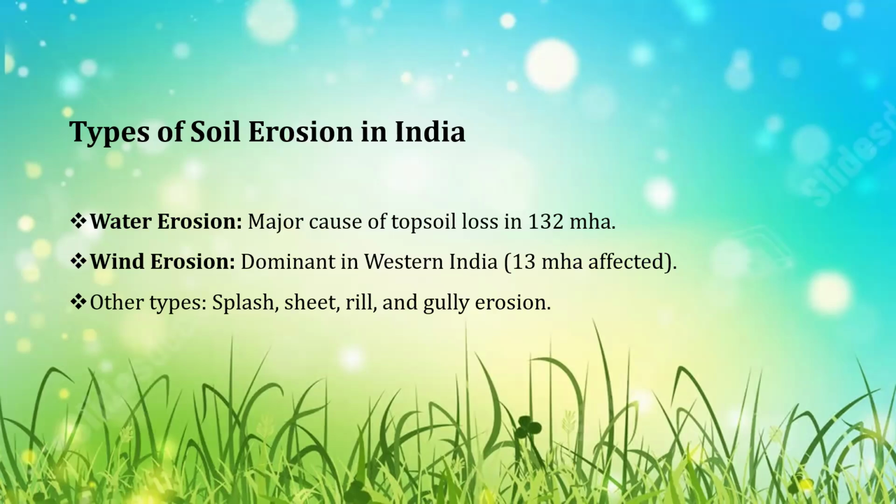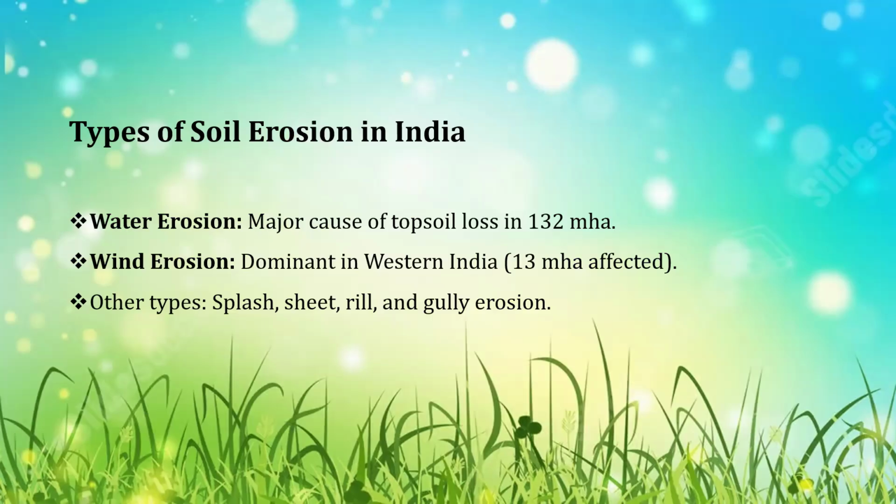It affects approximately 132 million hectares of land. The main mechanism is that it occurs when heavy rainfall or runoff carries away the nutrient-rich upper layer of soil, often leading to reduced agricultural productivity.